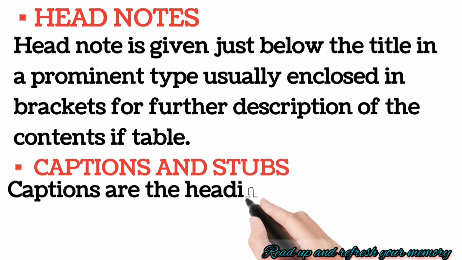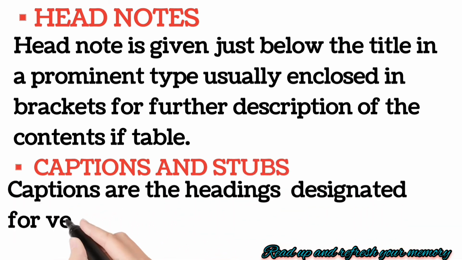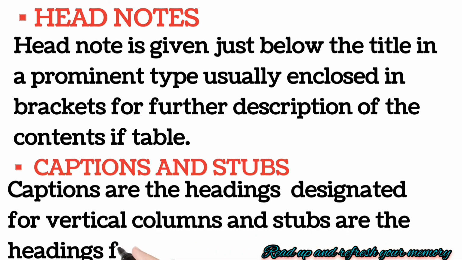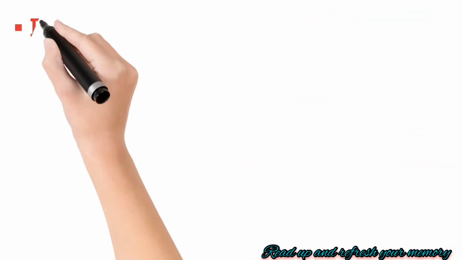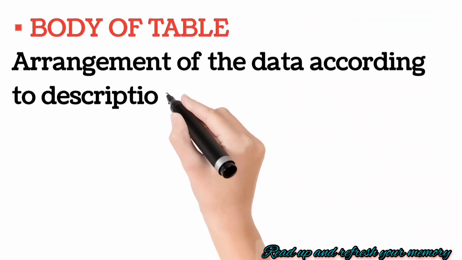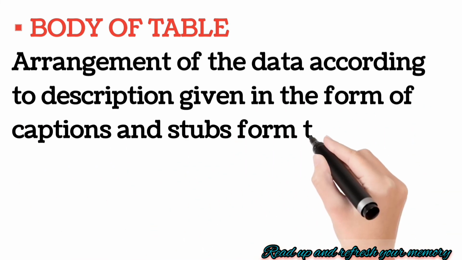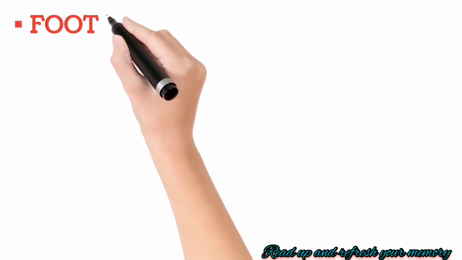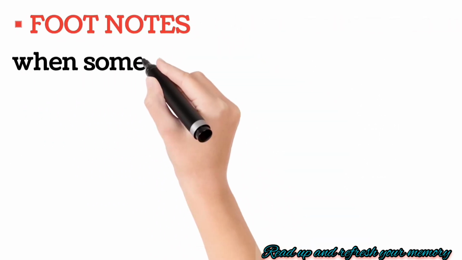Caption and stubs. Captions are headings for vertical columns. Stubs are headings for horizontal rows. Caption, vertical columns. Stubs, horizontal rows. Next we move on to body of table. Arrangement of data according to the description given in the form of captions and stubs form the body of the table.